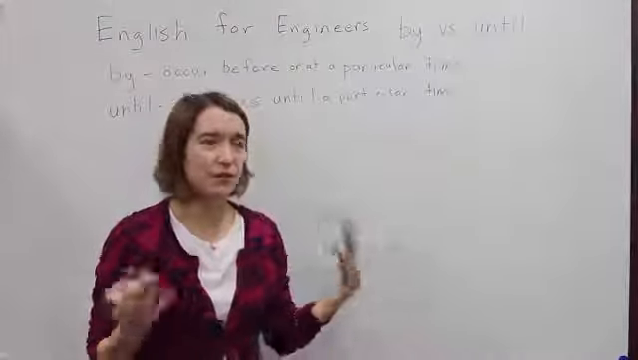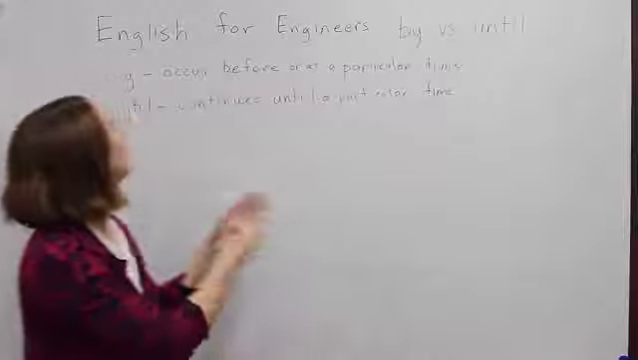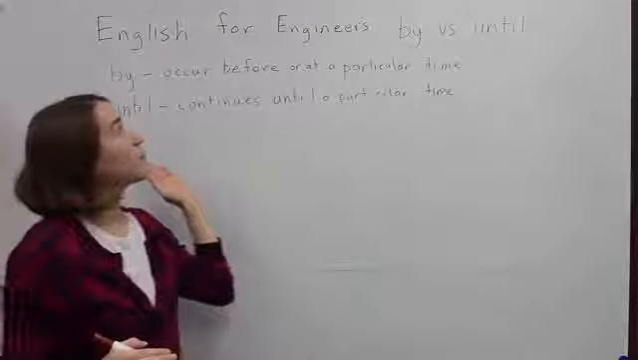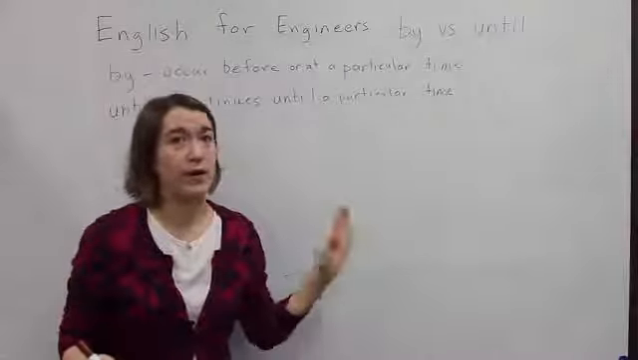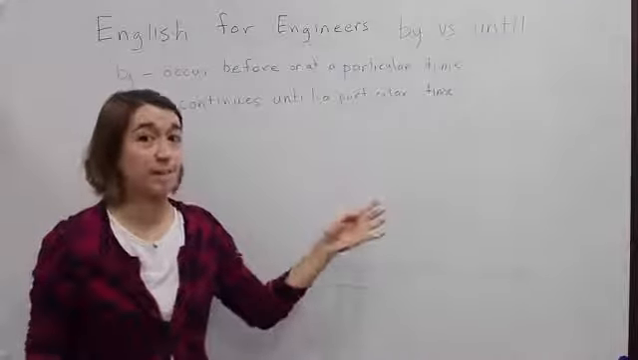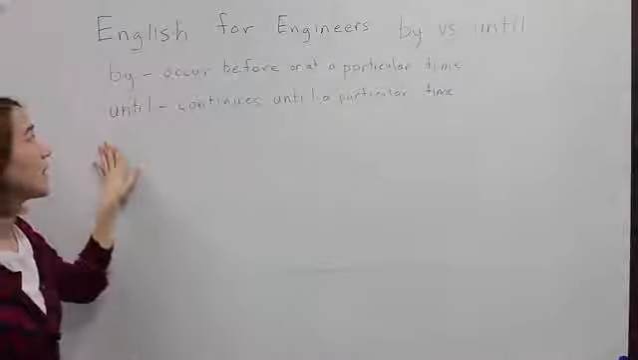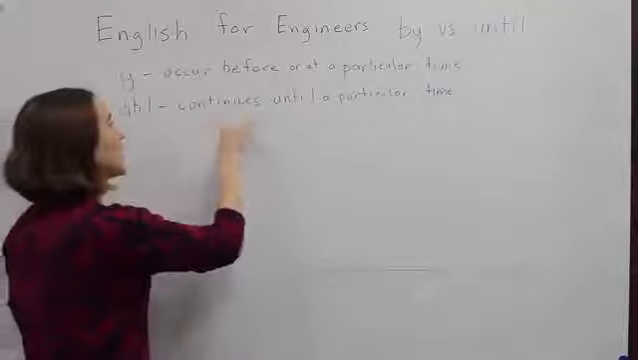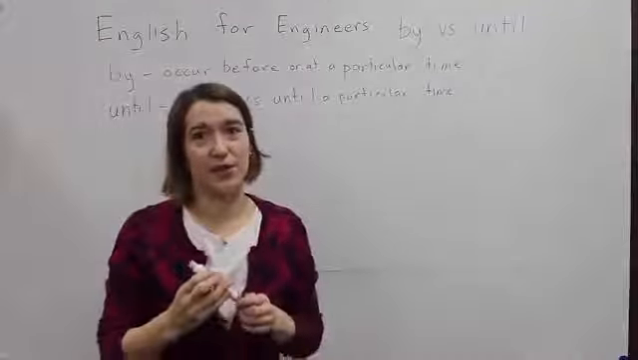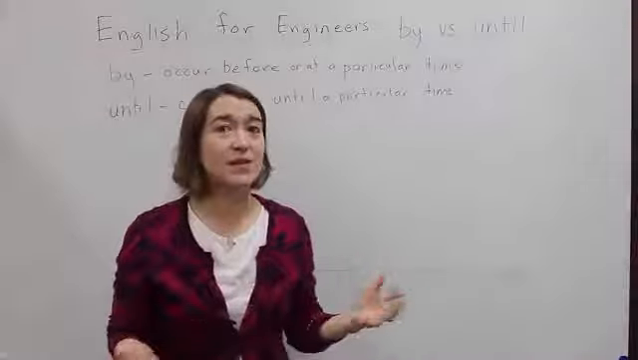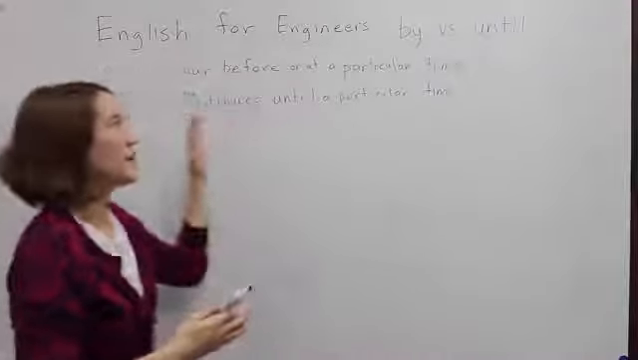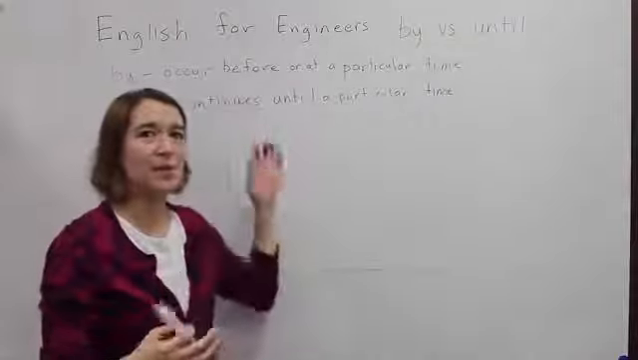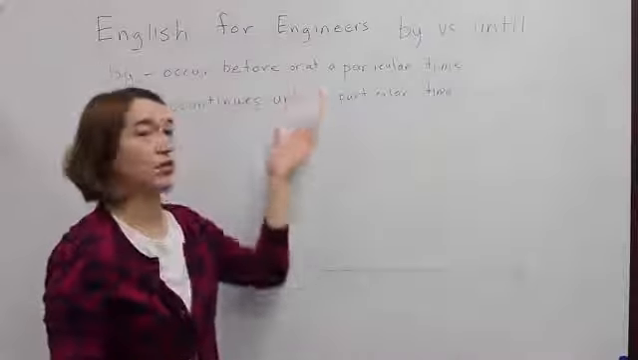You may remember this from when you learned basic English. By is something that occurs before a certain point in time, before or at a particular time. And until is something that continues, and the key word here is continues until a particular time. So in Korean we use kaji, and you kind of use them the same here, but in English we have to distinguish between these two states.